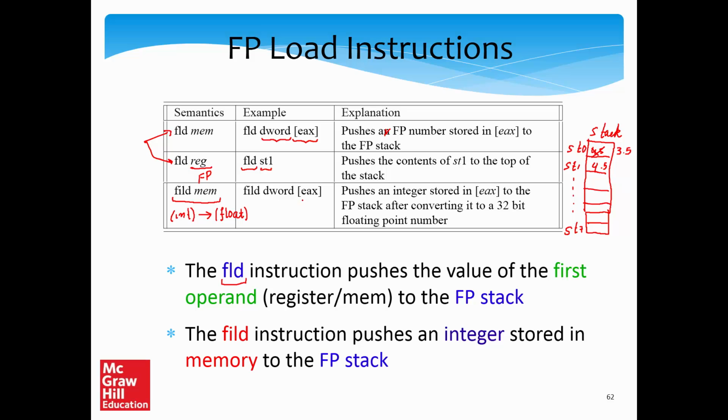So in this case, we read the value of EAX, which is an address in memory, and we read in 32 bits. But the 32 bits are not in the floating point format, they are in the integer format. So this integer stored in memory is first converted to a 32-bit floating point number, and then pushed to the floating point stack.